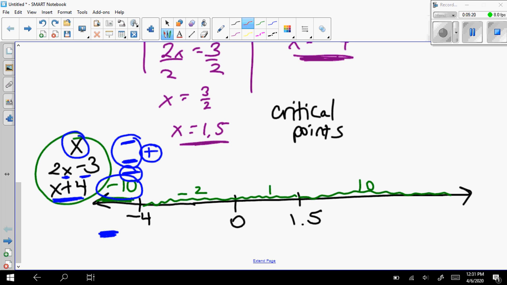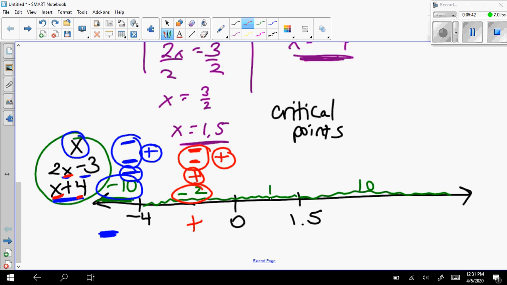Let's do the same thing for negative 2. Here we go. If I plug it into x, I get a negative. If I plug it into here, I get negative 4 minus 3, I get a negative. Negative 2, add 4 to that, I get a positive. Now let's multiply these three signs. Negative times negative is positive. Positive times positive is always positive.